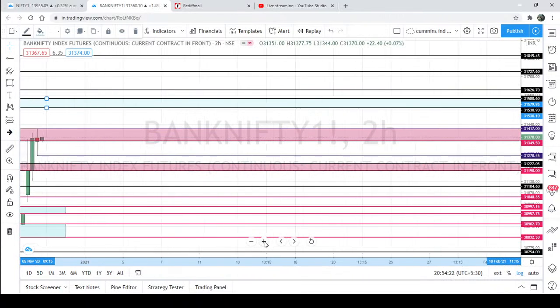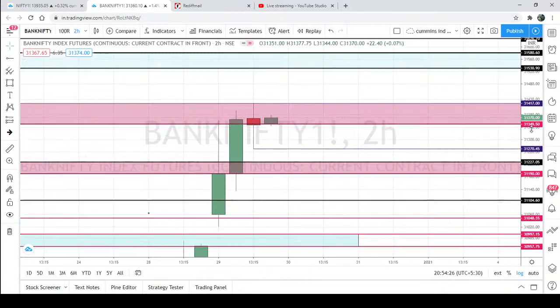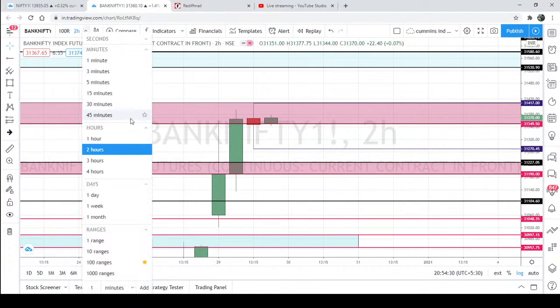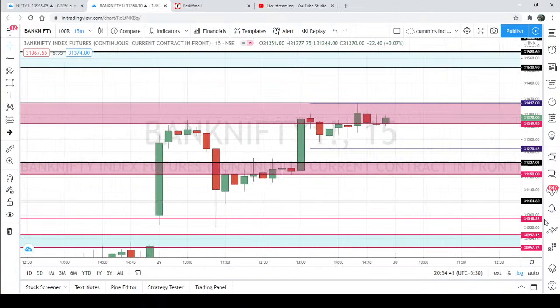Very soon I'll be uploading a video on spinning tops, dojis, and almost all the candlestick patterns that I've been using to trade. You can just have a look at it. Okay, now I have marked the high and low of the spinning top. Let me go to the 15 minutes chart and see what is happening.